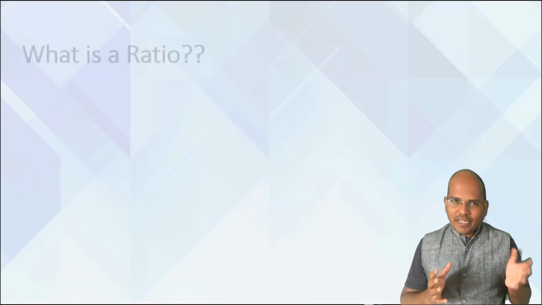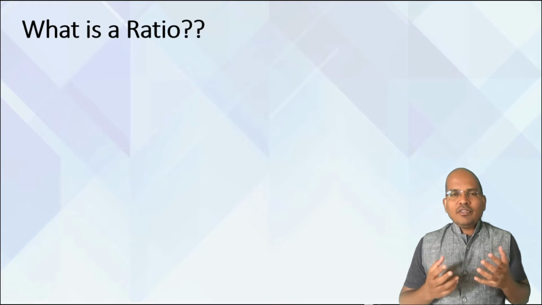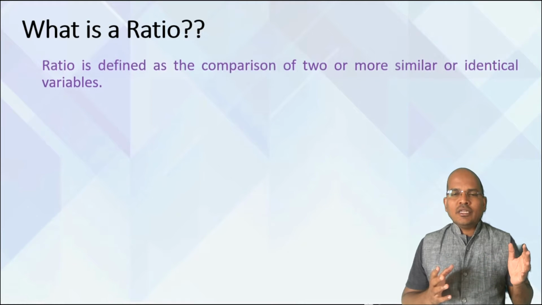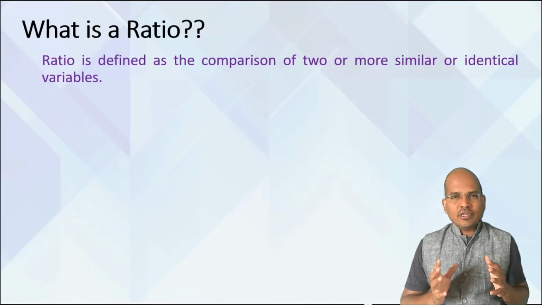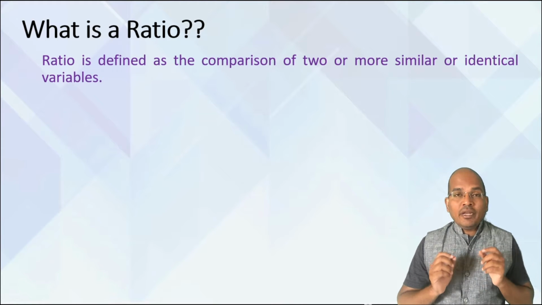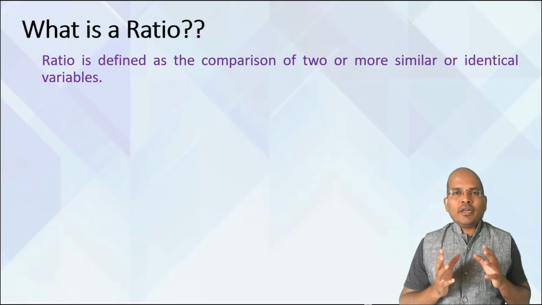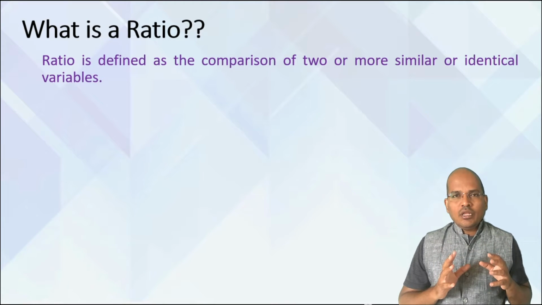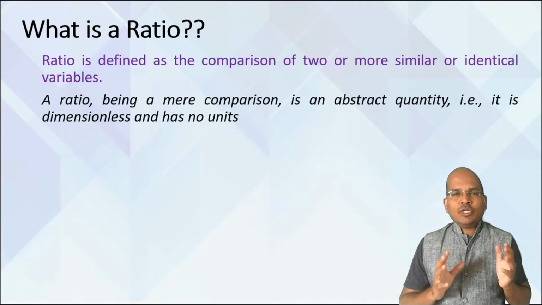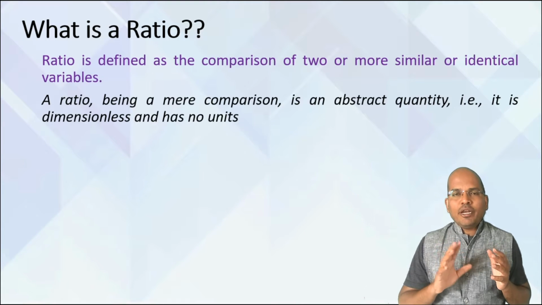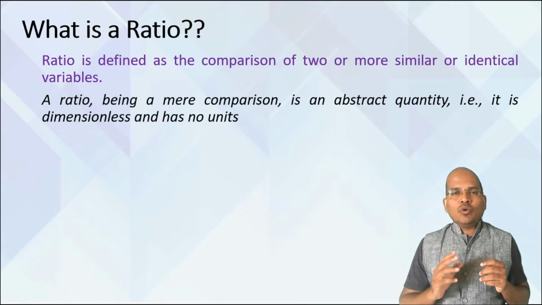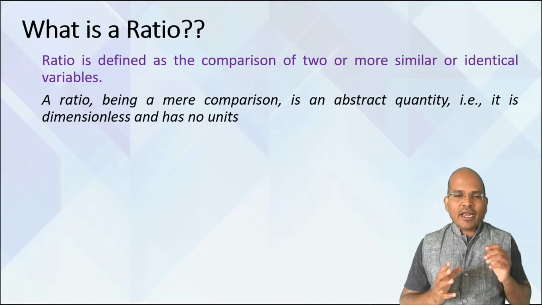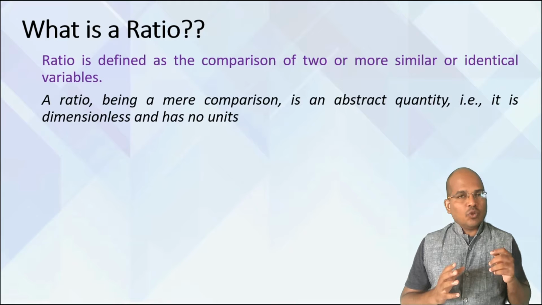So what is a ratio? When someone says what is a ratio, the straight and simple answer would be ratio is comparison of two or more similar terms or identical variables. Now keep in mind those should be identical terms only. You cannot compare two dissimilar terms. And keep in mind, as ratio is a comparison, as we compare two similar terms, that comparison will not result in any units. So it is an abstract quantity and is dimensionless with no units.